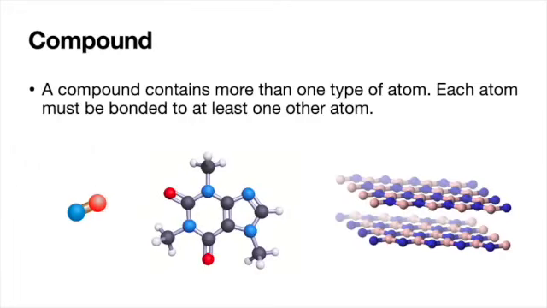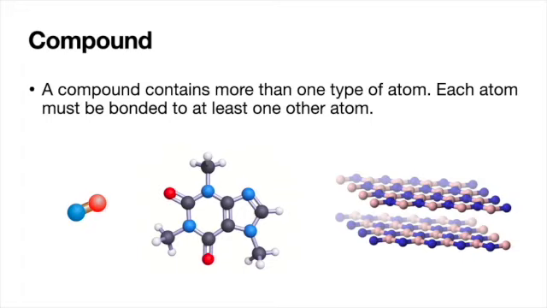In contrast to an element, a compound must contain more than one type of atom in its structure. Each atom must be bonded to at least one other atom. So, for example, on the left, a molecule containing two different atoms. In the middle, a molecule containing four different types of atoms. And on the right, molecules containing two different types of atoms. In this case, the molecules are much bigger. Each of these examples is a compound. More than one type of atom, and each atom is bonded to at least one other atom.